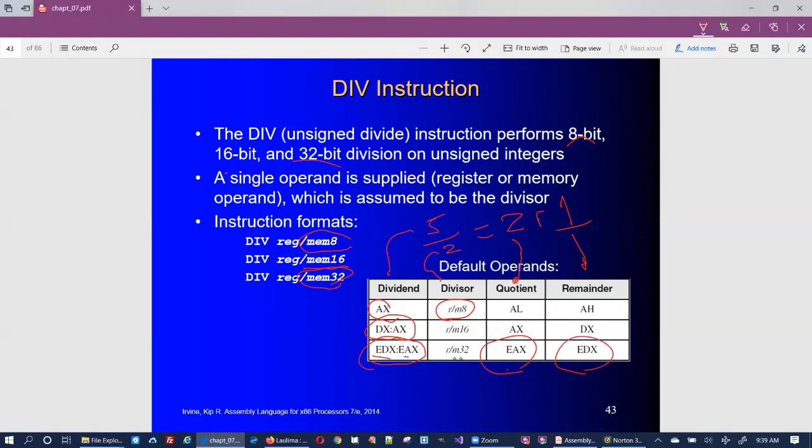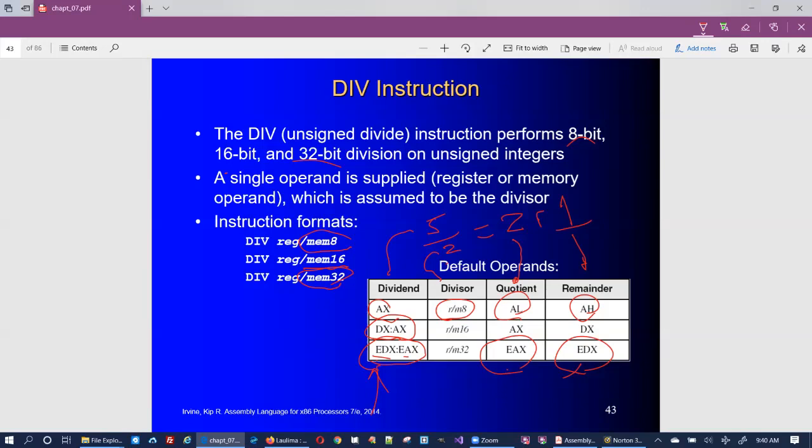So you notice EDX is where the upper word, double word in this case, of the dividend was, and also you're using the full AX register when you're dividing, and the quotient goes in the lower half, and the remainder goes in the upper half.